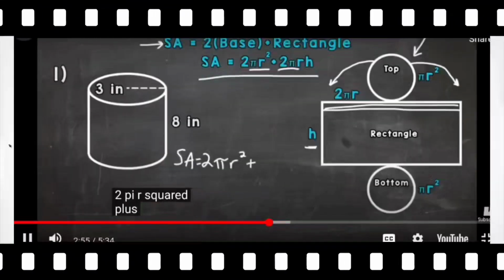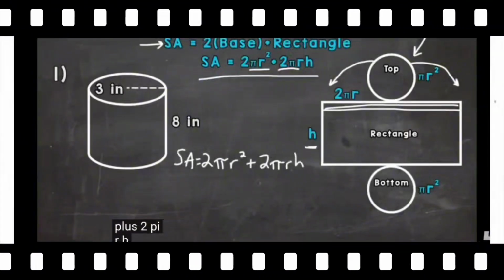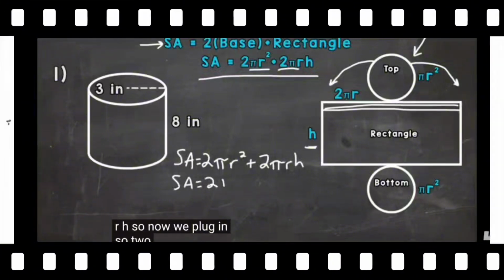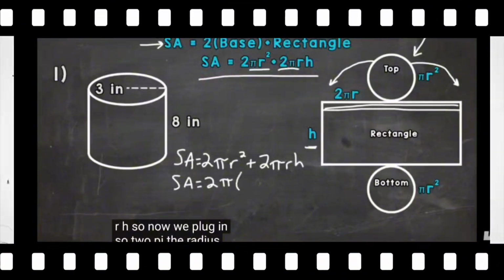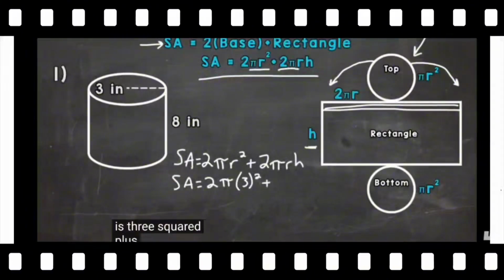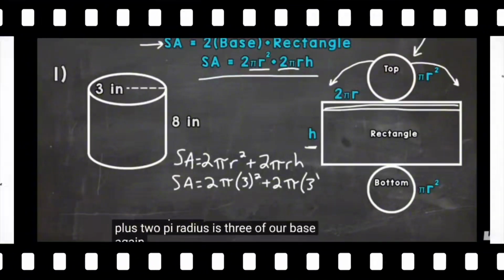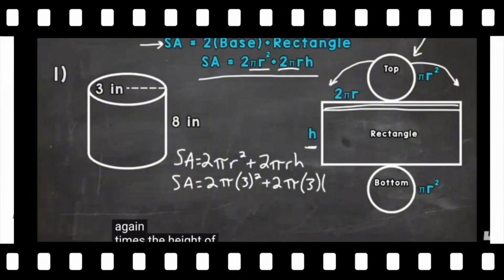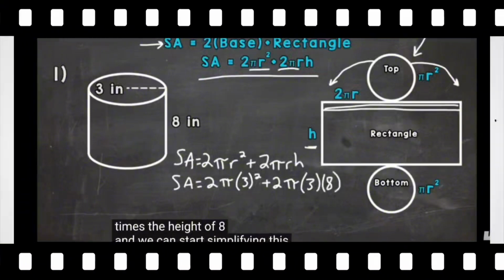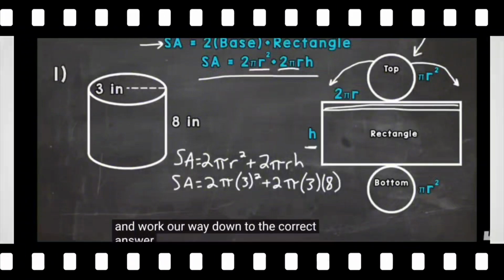Squared plus 2 pi r h. So now we plug in. So 2 pi, the radius is 3 squared plus 2 pi, radius is 3 of our base again, times the height of 8. And we can start simplifying this and work our way down to the correct answer.